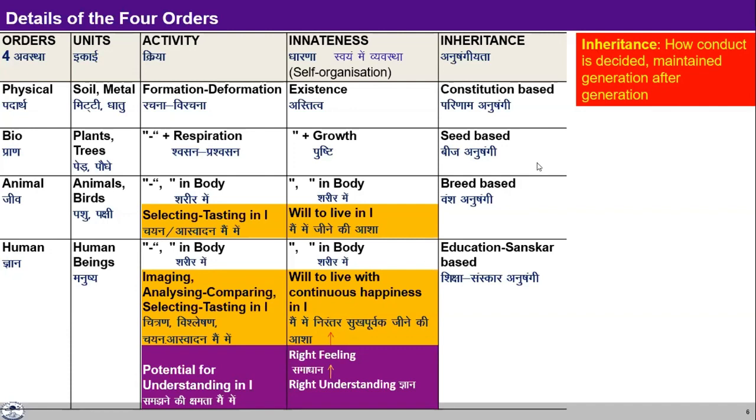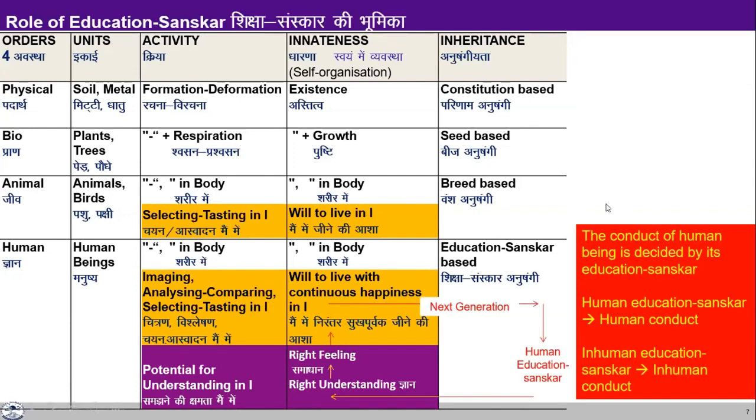And look at the human being, the conduct of the human being is not breed based. It is based on something that is termed as education and sanskar. So that's why education and sanskar is a very important activity for a human being. The conduct of the human being is decided by education sanskar. So if you provide human education sanskar, one kind of conduct will be there. If the education sanskar process is inhuman, then inhuman conduct will be there.